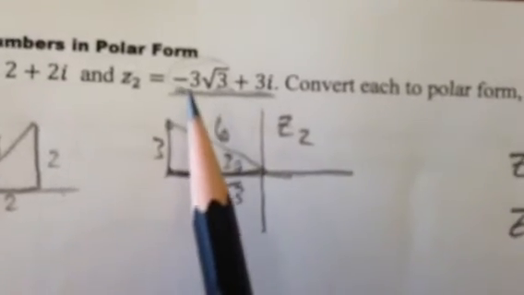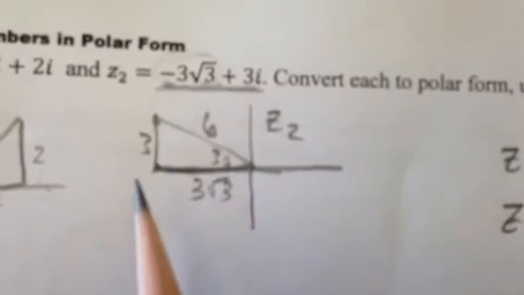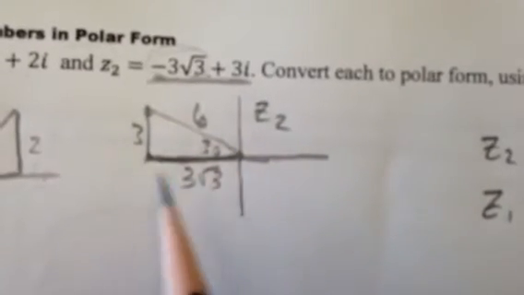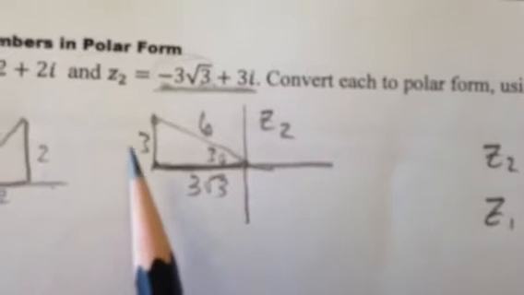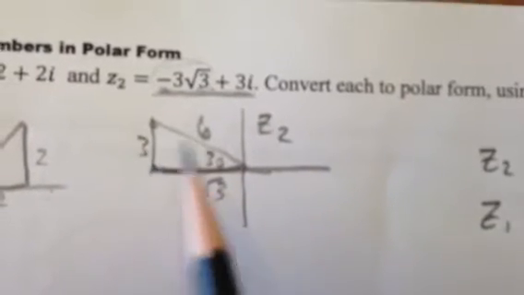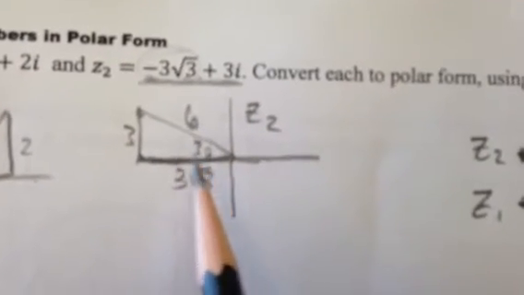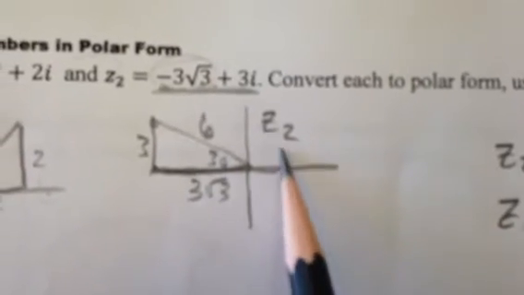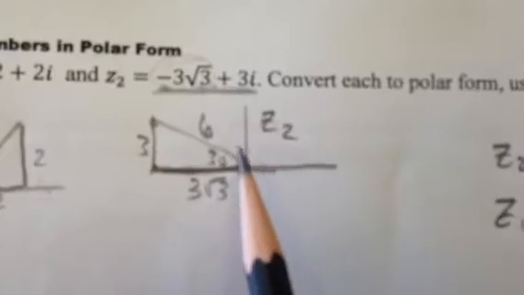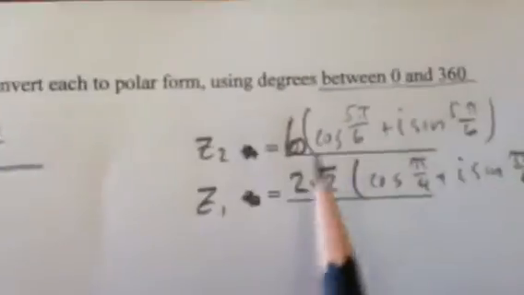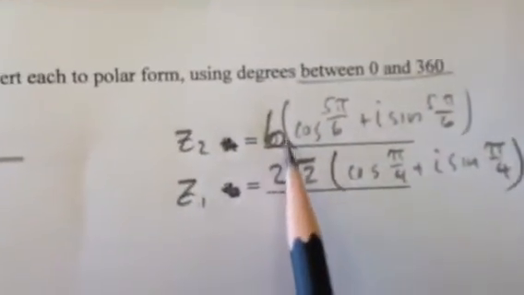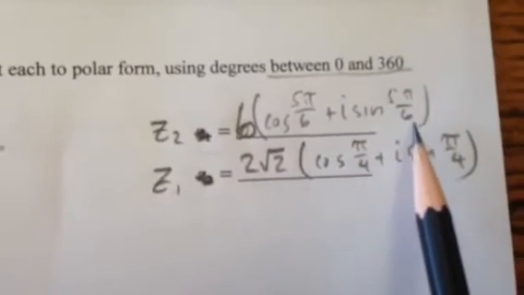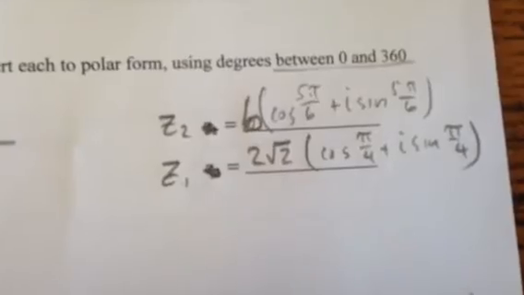z2 is in quadrant 2, negative 3 root 3 this way, and up 3 for 3i. And so once again, 30, 60, 90, you can tell by the root 3 being there, and the short leg is 3, so double that to get r, that's 6, and our angle here, opposite the short side, is 30 degrees. That makes this 5 pi over 6, or 150 degrees if you prefer. And so z2 is r equals 6. 6 times cosine 5 pi over 6 plus i sine 5 pi over 6. z1 on the bottom, z2 on the top.